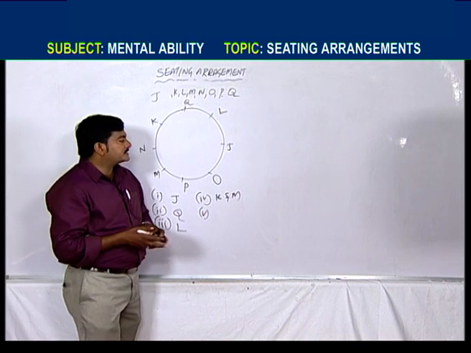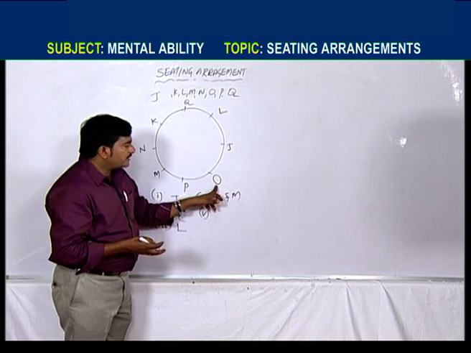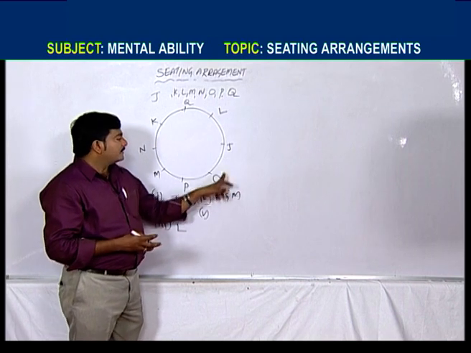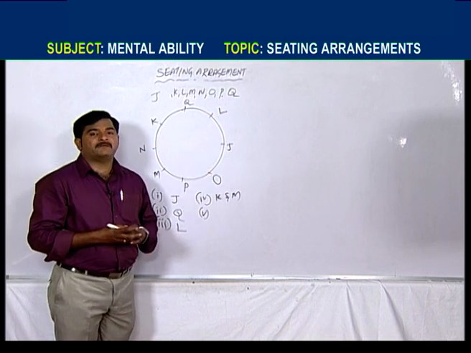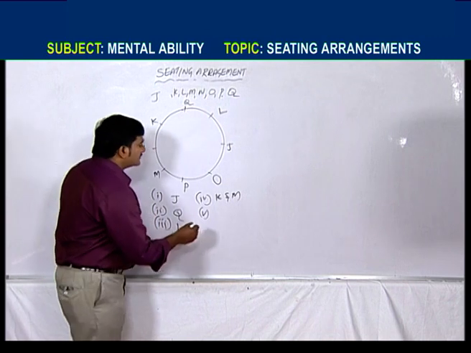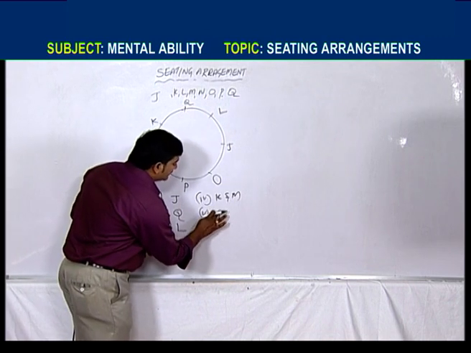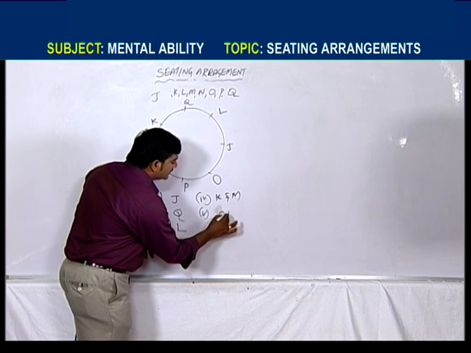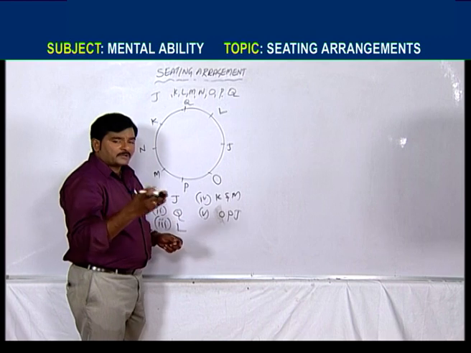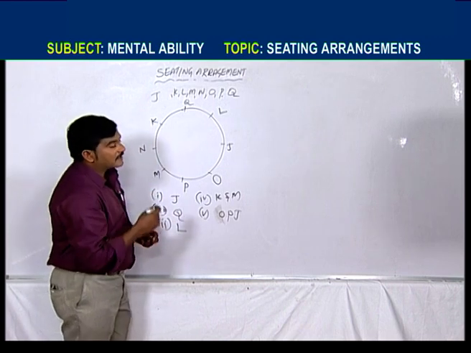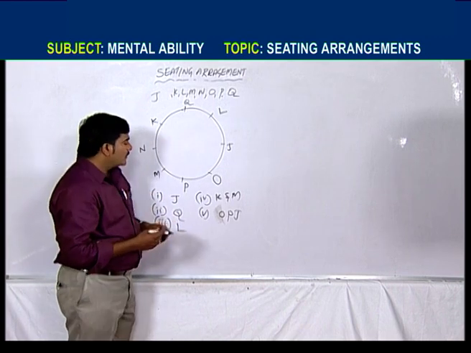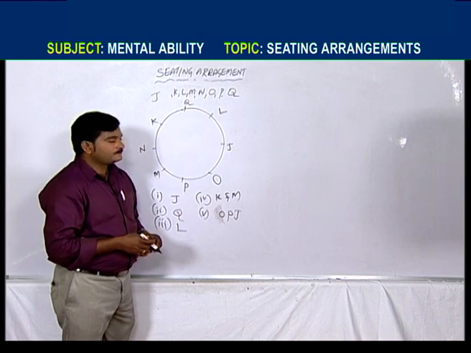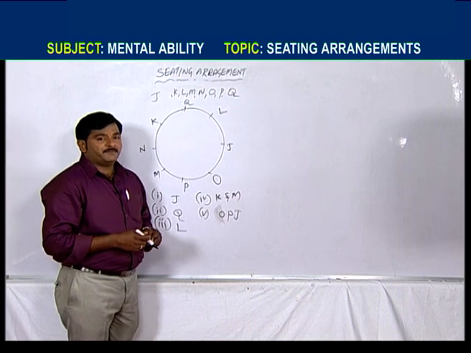The second option is OPJ. OPJ means what? Is O sitting in between P and J? Yes. O is sitting in between P and J. Hence, the answer for the given question is OPJ, or the second option. You can verify the third also. What is the third option? The third option is OPM. Is O sitting in between P and M? No. What about the fourth option? MPO.